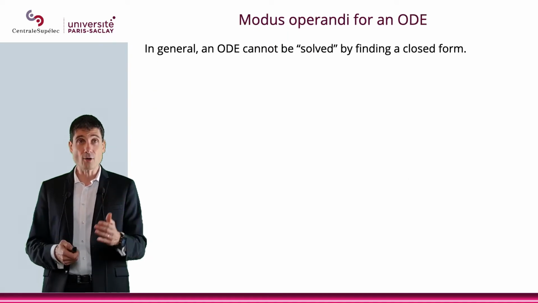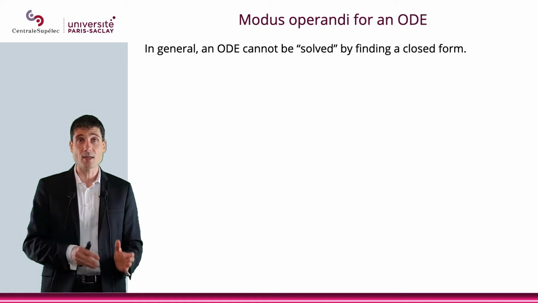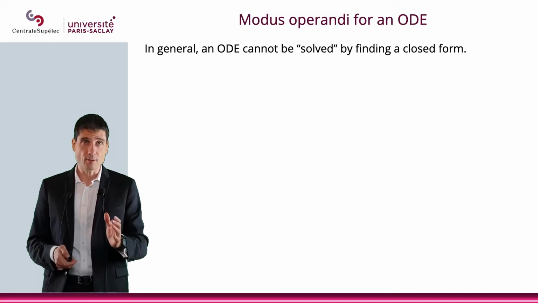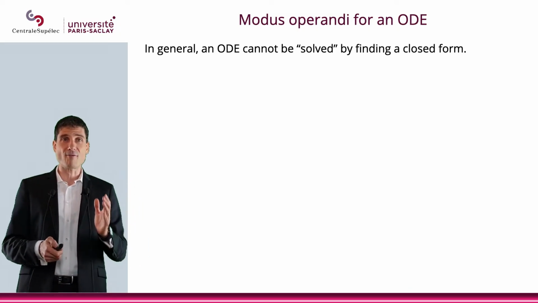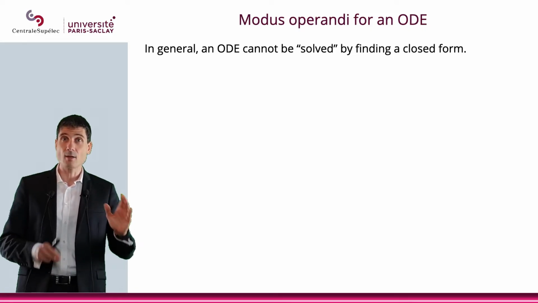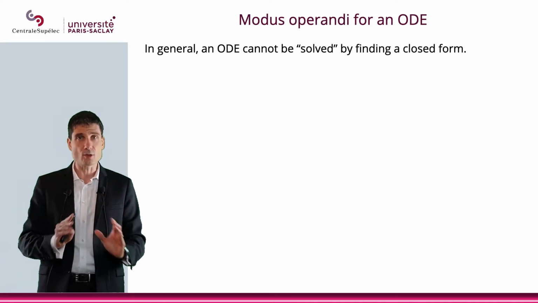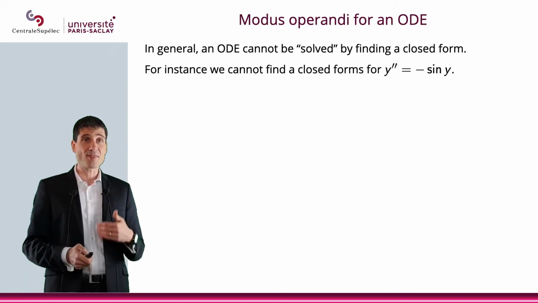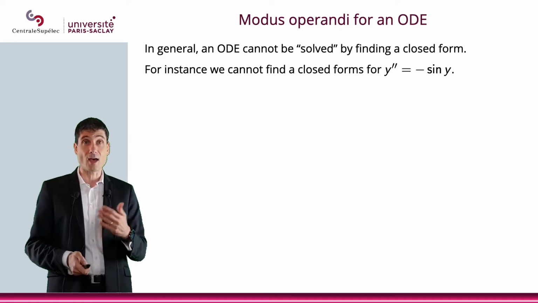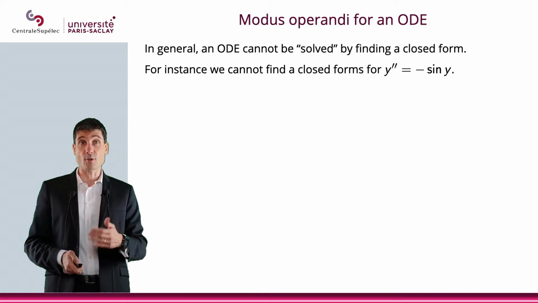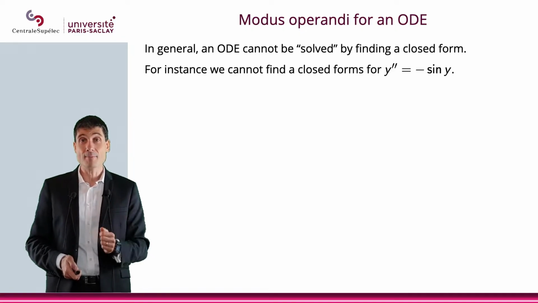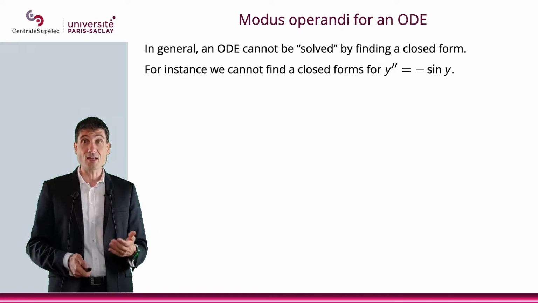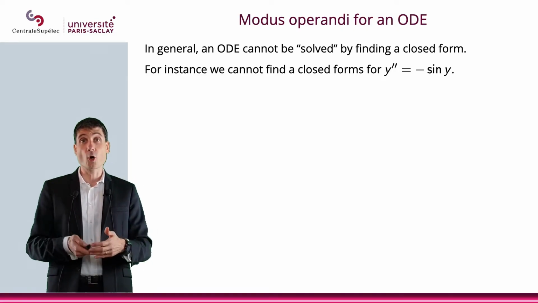So here is going to be the modus operandi when you have an ODE. In general, it cannot be solved by finding a closed form. If it can, well, that's great. Great news. Let's do it this way. But most of the time, it can't. So when that happens, and for instance, you have y second equals negative sine y, which, by the way, just models the pendulum, then you're going to have to go a different route.